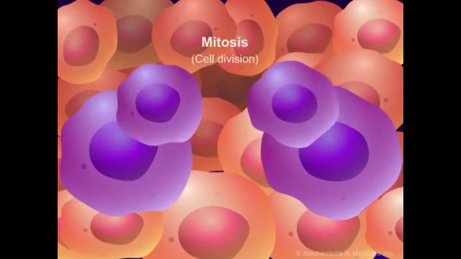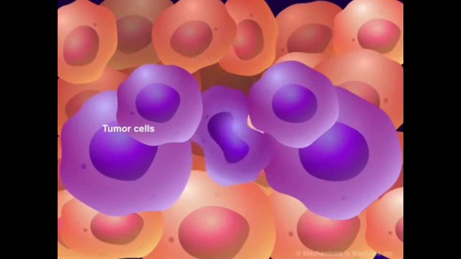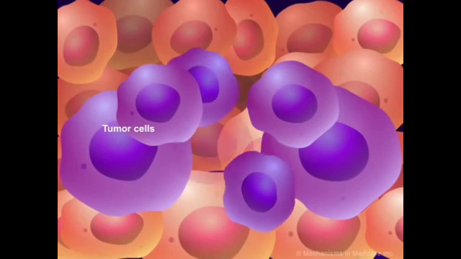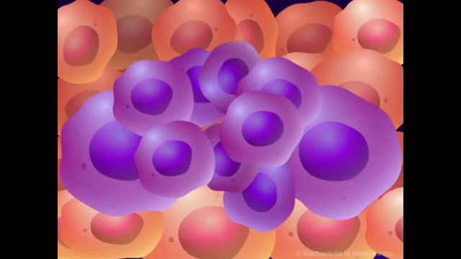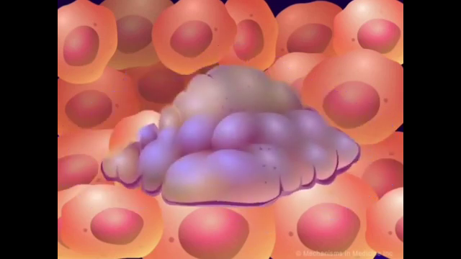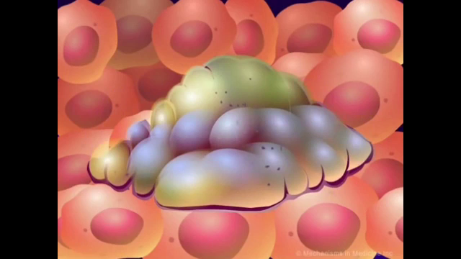One tumor cell becomes 2. If mitosis continues, 2 tumor cells become 4, with exponential growth potential. On the tissue level, this leads to increased tumor growth and increased tumor size.